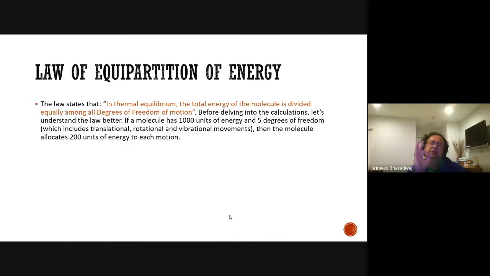The law of equipartition of energy says the total energy of the molecule is divided equally among all degrees of freedom. If you have more degrees of freedom, then you will have less energy per degree of freedom. Before delving into the calculation, let's understand the law better. If there are 1,000 units of energy and 5 degrees of freedom, then the molecule allocates 200 units of energy to each motion.